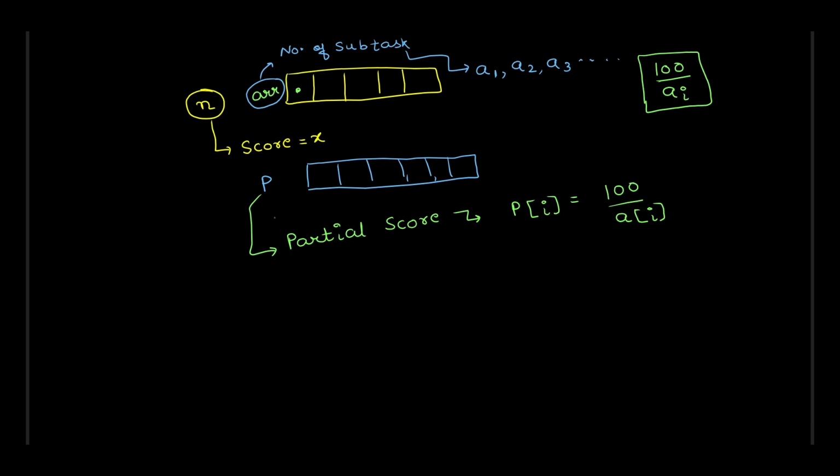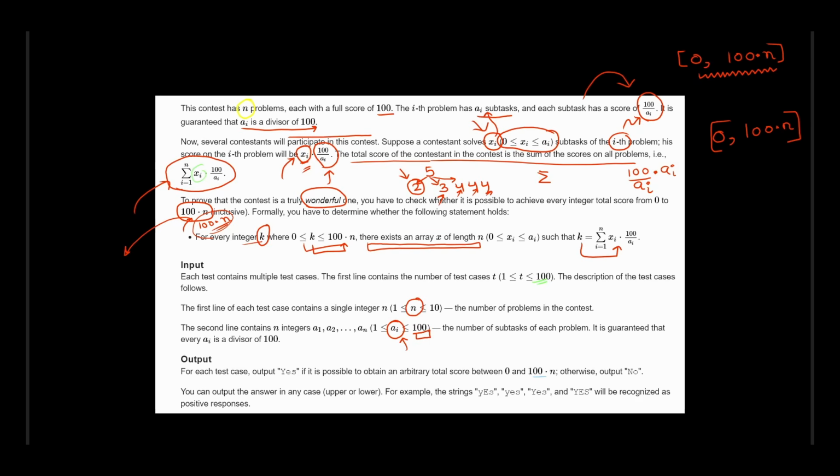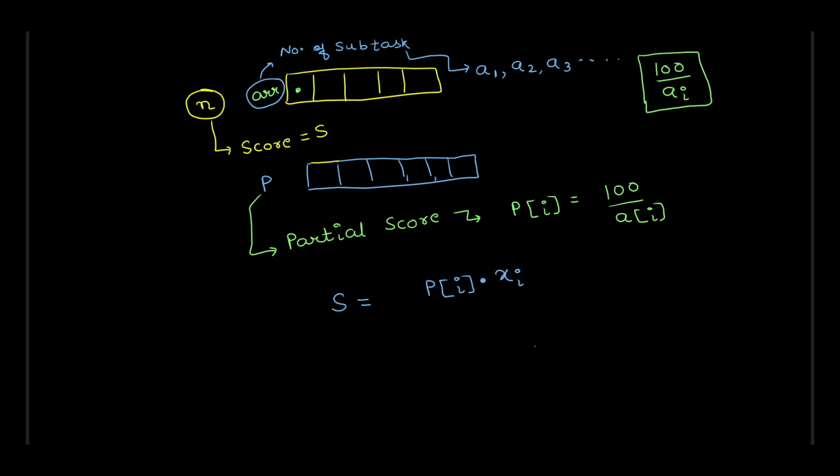you have to find out whether you can get a sum equal to X, or let's fix it as score S, not X, so that it doesn't confuse us. So this equation must be satisfied, that is S should be equal to the partial score of the ith problem, that is P of I, times the number of subtasks that you have solved for the ith problem, that is Xi. And Xi of course should be less than or equal to AI, because you cannot solve more than the number of subtasks that you have. And S would simply be the summation of this. So your PIs are fixed, and you have to find out whether you can select some of these Xis.